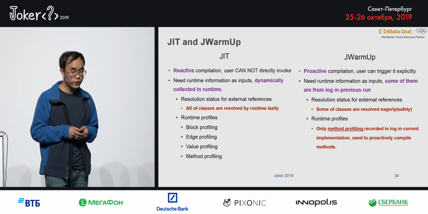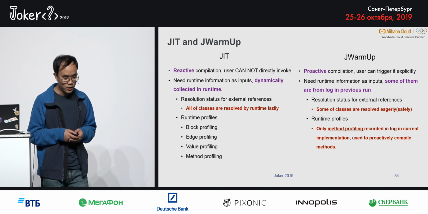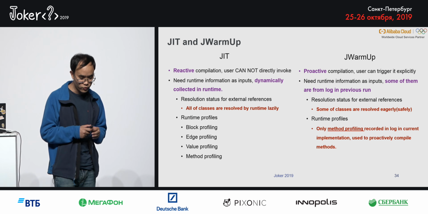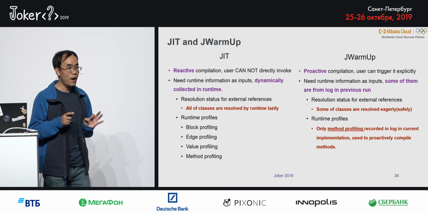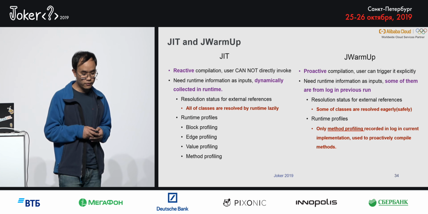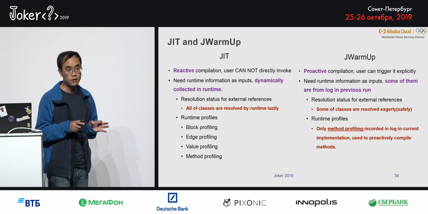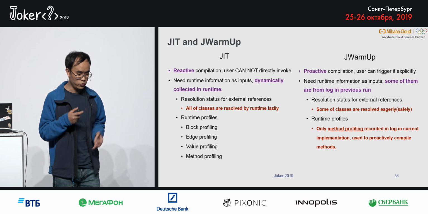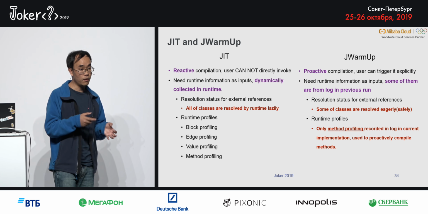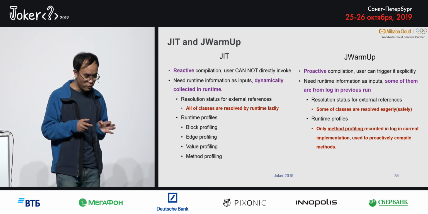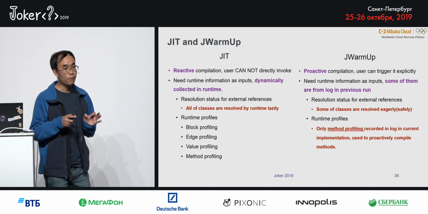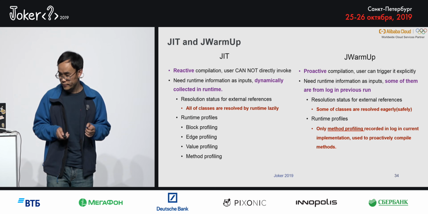And for the current implementation of JWarmup, so far we only record the hot methods. This is our current implementation. We use a warm-up profile to identify which methods are hot. Then for compilation, maybe in the future we will consider taking more profiling information to do compilation so that we can produce higher quality code.